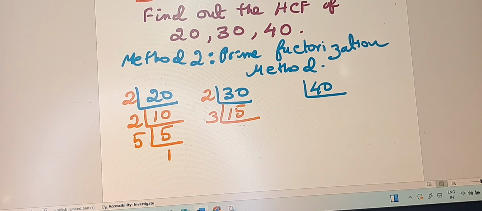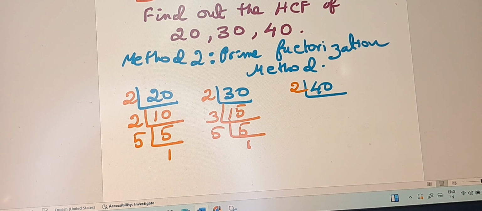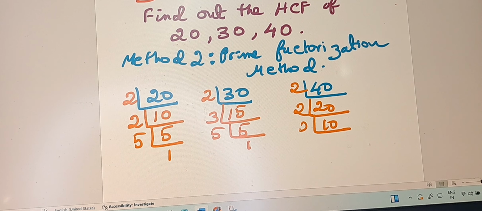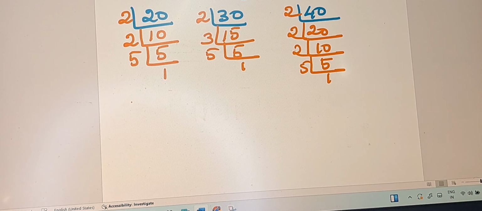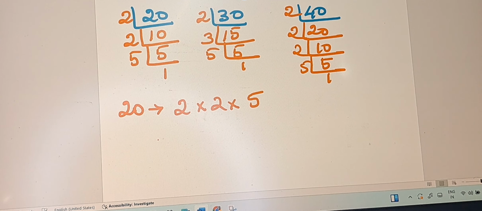Next I am going to divide by 3. 3 fives are 15, followed by 5 ones are 5. Then 2 twenties are 40, 2 tens are 20, 2 fives are 10, and 5 ones are 5. Now let us move and write all the prime numbers of the above example. So it's very easy.